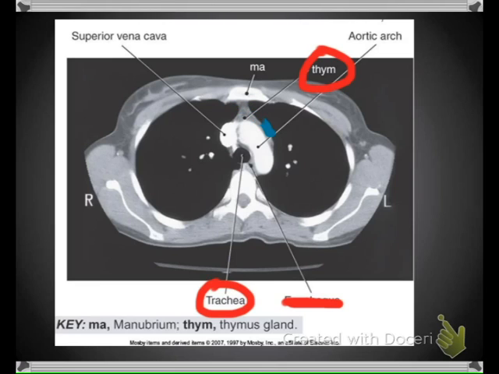is. So in total, looking at all of these images, basically the anatomy that I want you to know from this is the aortic arch, thymus, manubrium, superior vena cava, and the trachea. Don't worry about the esophagus here.